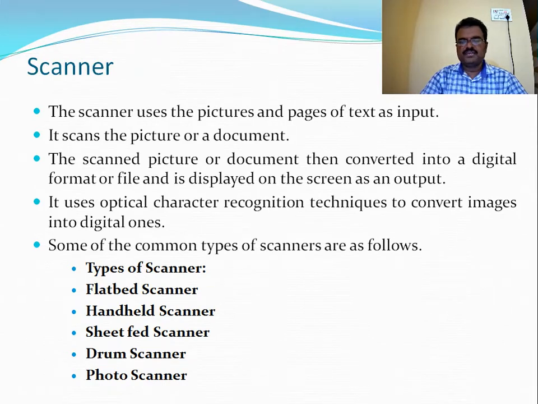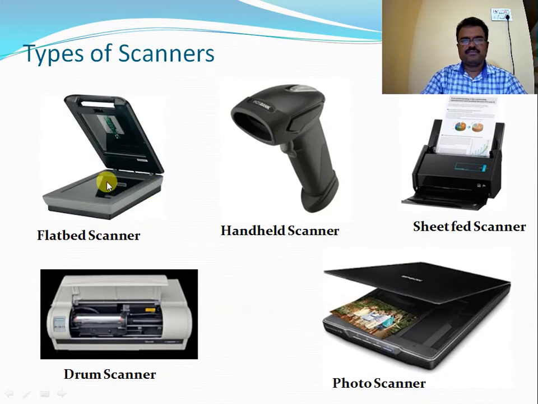So there are different types of scanners available based on the requirement. As per our requirement, we can choose any of these scanners, flatbed or handheld or sheet fed or drum or photo scanners. So here we can see the types of scanners. This is flatbed scanner. We can put any picture or text sheet here, so that it will scan. This is called handheld scanner.